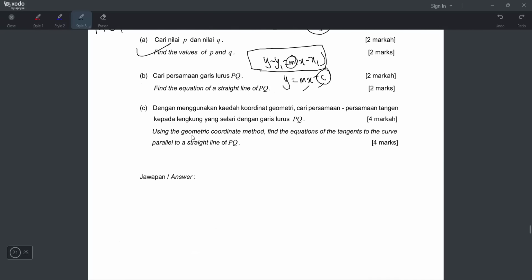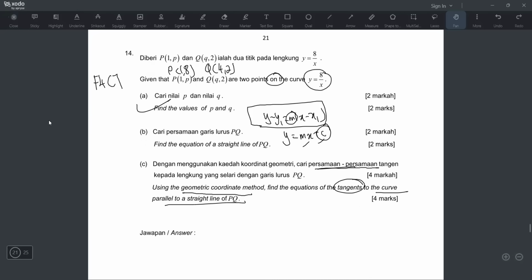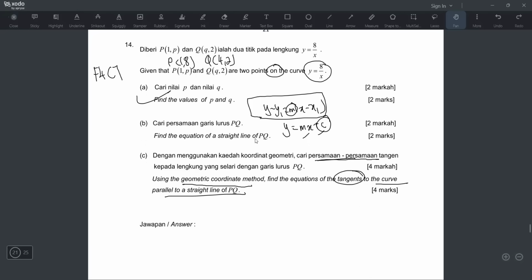Okay, let's do C. Okay, using the geometric coordinate method. I don't know why they mentioned this, but it's okay. Let's read the whole thing first. Find the equation of tangents to the curve parallel to straight line PQ. Okay, dalam bahasa Melayu, dengan menggunakan kaedah koordinat geometri, cari persamaan. So ada dua persamaan. Persamaan tangent kepada lengkung yang selari dengan garis lurus PQ. Selari dengan garis lurus PQ.